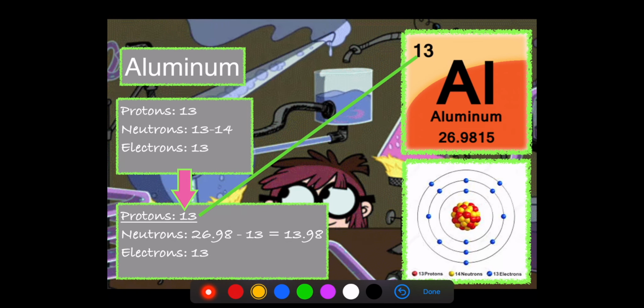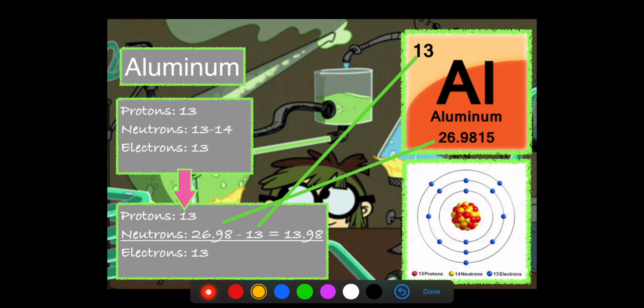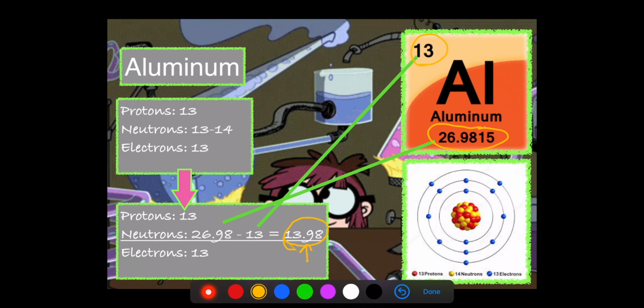Now, as I said before, this number corresponds to the number of protons, okay? And since you always have the same number of protons as you do electrons, it also lets you know the number of electrons. Okay, to find out how many neutrons you have, you simply take the atomic mass and you subtract the atomic number. And then whatever your answer is at the end, that's how many neutrons you have. And again, like I said, you can't have 13.98 neutrons, so you round up, and that tells you that most of the time you have 14.